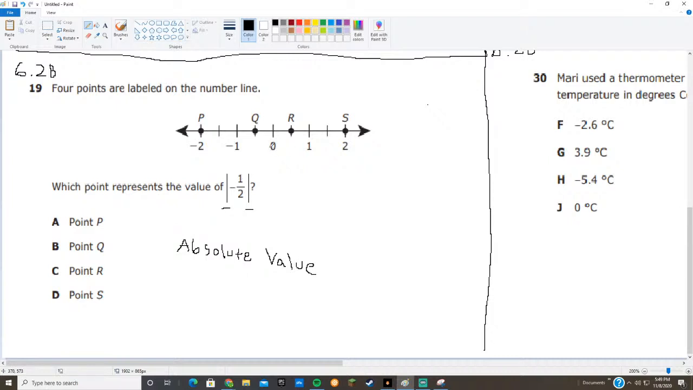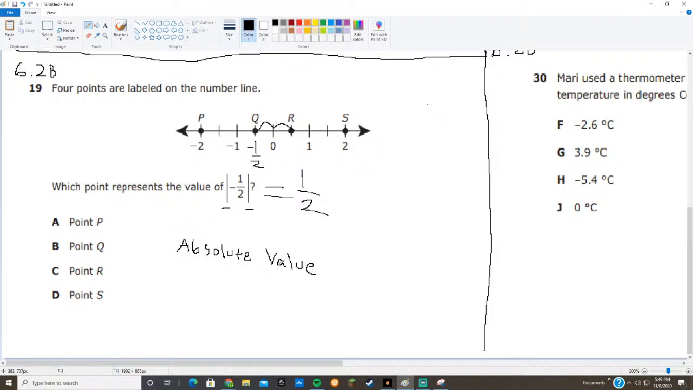Meaning, if we have 0 and -1/2 is right here, how far away is it? It doesn't matter if it's negative, it doesn't matter if it's positive, it's 1/2 away from 0. So the absolute value of this number equals 1/2. So which point best represents the absolute value of -1/2?